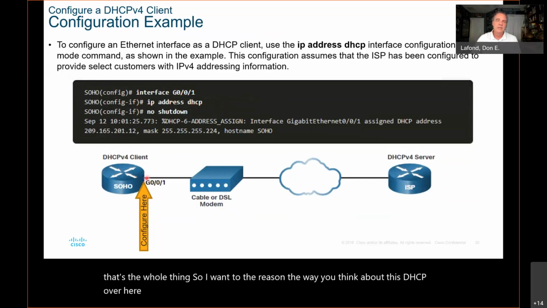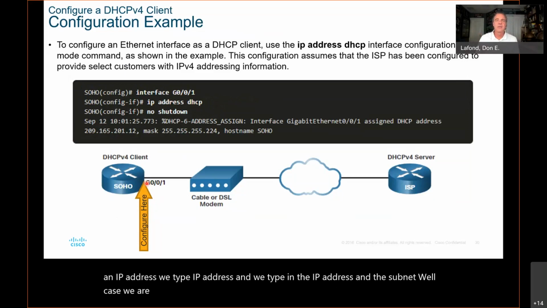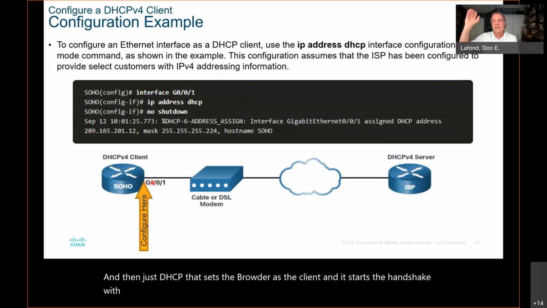The way you think about DHCP over here is normally when we go into this port and we're assigning an IP address, we type ip address and then type in the IP address and the subnet. Well, in this case, we are letting somebody else control that. So we're typing ip address and then just dhcp. That sets the router as the client, and it starts the handshake with the ISP server saying, hey, I need an address. The whole DORA thing I was telling you earlier.